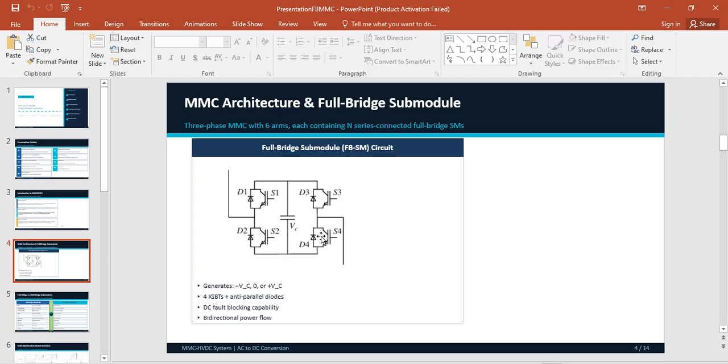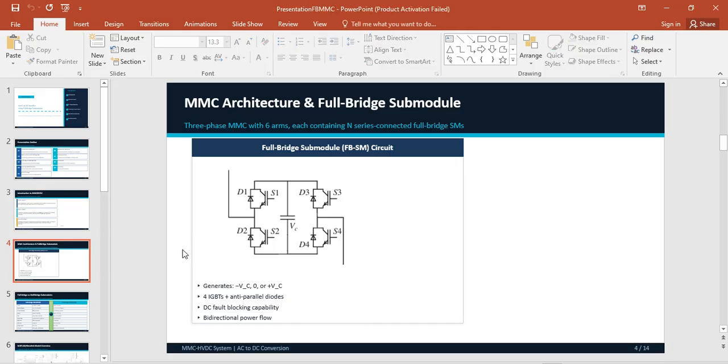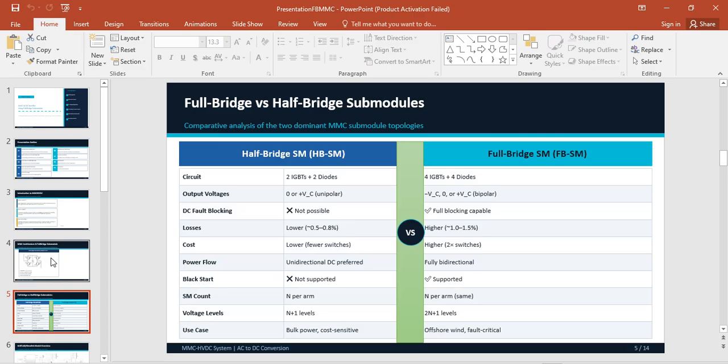And for the zero voltage generation, you need to turn on either S1 and S3 or S2 and S4. So for the zero voltage you have two possibilities, and for the positive and negative voltage you have only one possibility, right? Majorly the full bridge submodule is used due to the DC fault blocking capability in HVDC systems. So we can compare both half bridge and full bridge submodules.